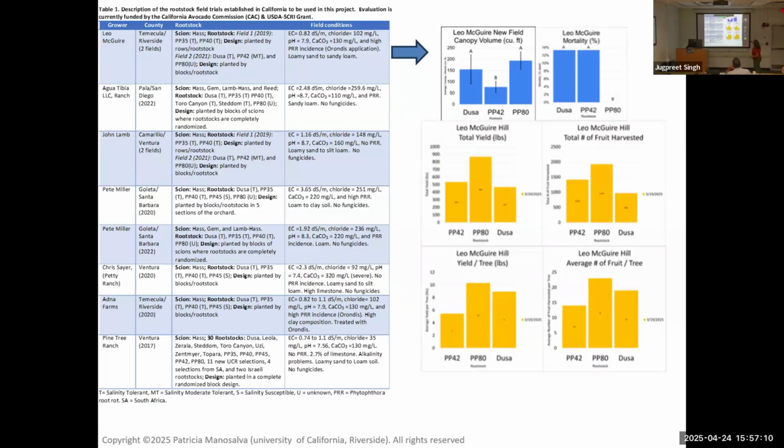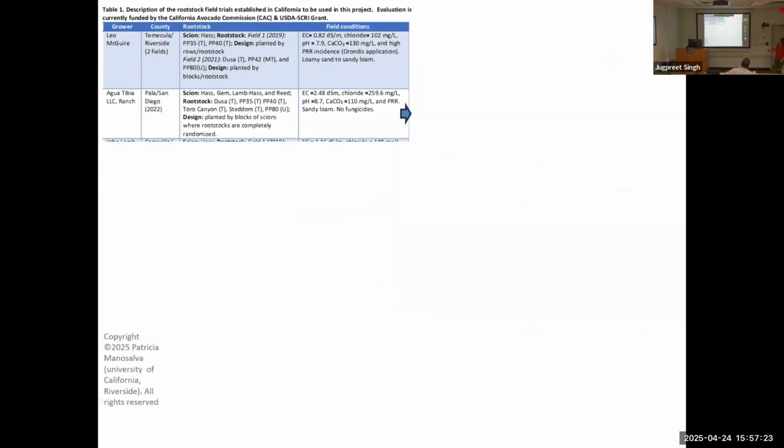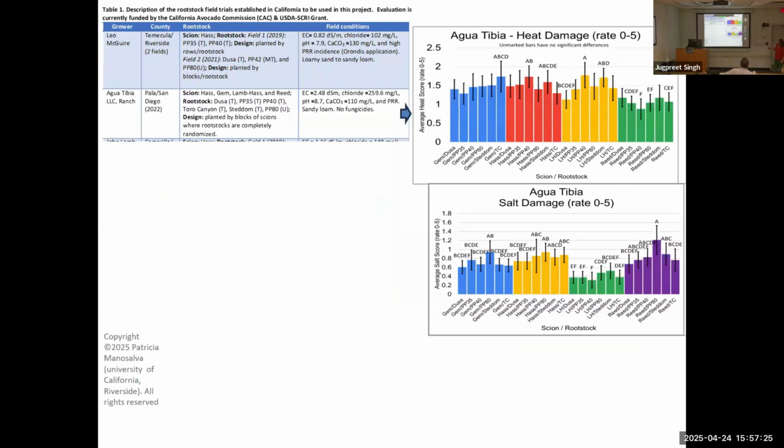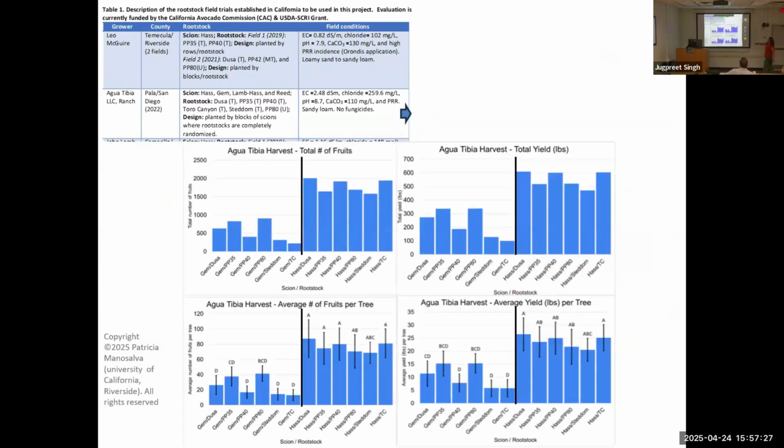This is another example, PP80, where I wanted to show the productivity is really good under salinity, but we cannot release 80 yet because we don't have that much production data on this one. This is only the first year for that. So this is the rootstock scion trial, and this is what I wanted to show.